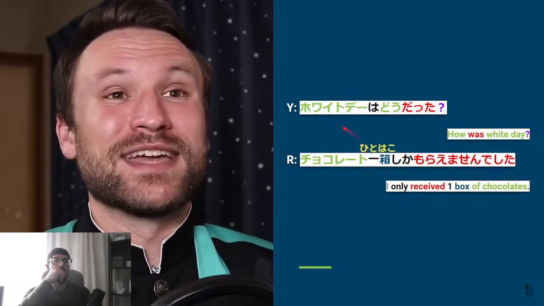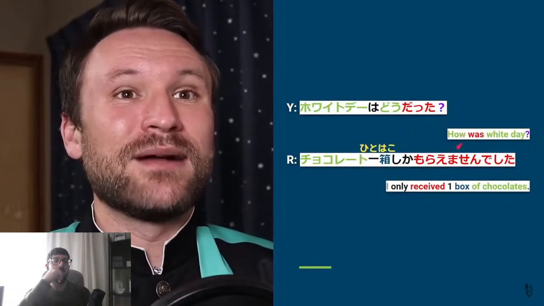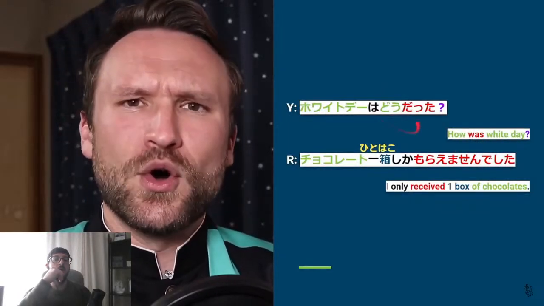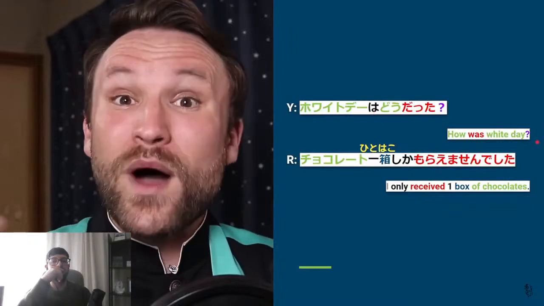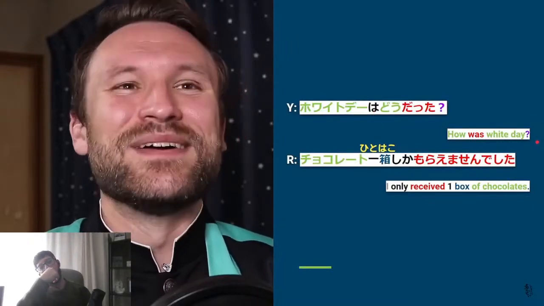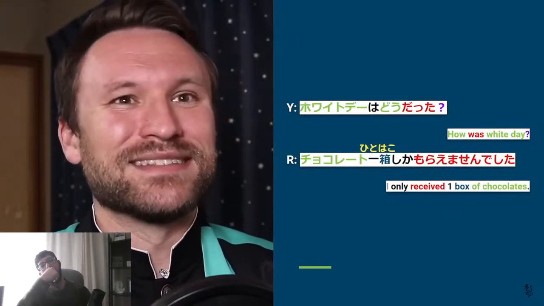Wow. Let's go over to English. ホワイトデーはどうだった？ How was White Day? So there's another place that どう is used. ホワイトデーはどうですか？ How was, どうだった is how was, or どうでしたか is how was something.